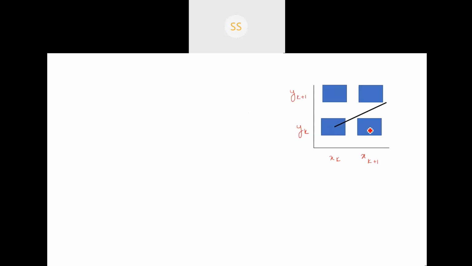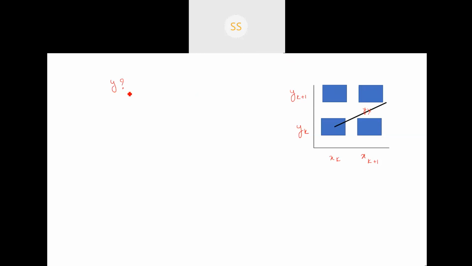Now I need to plot the point for xk plus 1. But I do not know what the value of my y is. Okay, this is my value of y. So I do not know what the value of my y should be. Should it be yk or should it be yk plus 1? So how do I determine the value of y?